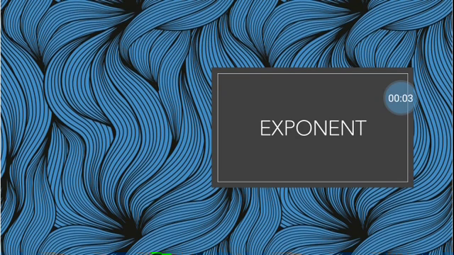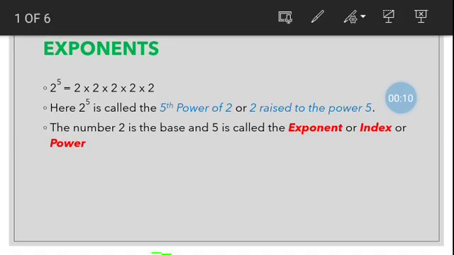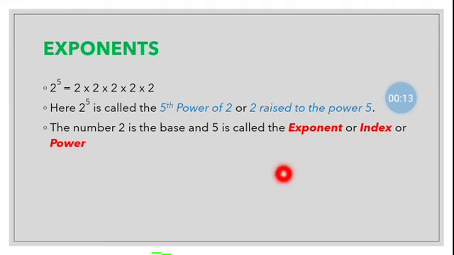Dear students, today we are going to start with a new chapter, that is exponents. 2 raised to 5. 2 is multiplied how many times? 5 times. So 2 into 2 into 2 into 2 into 2. Here 2 raised to 5 is called the fifth power of 2, or 2 raised to the power 5. The number 2 is the base and 5 is called the exponent, or index, or power.